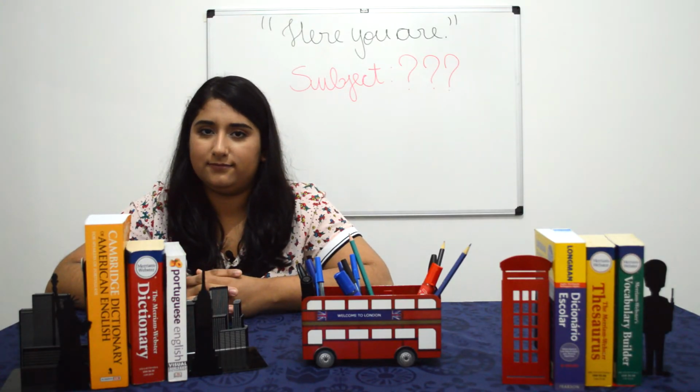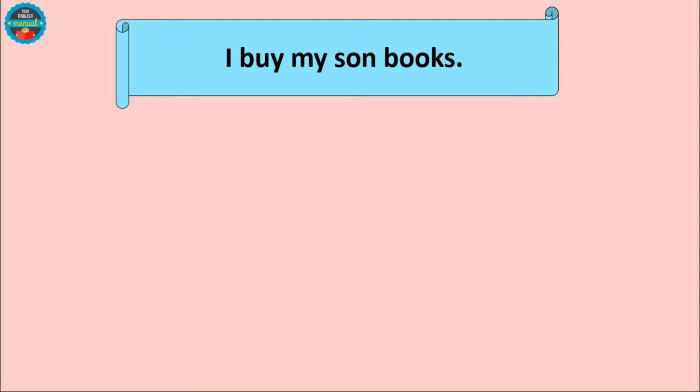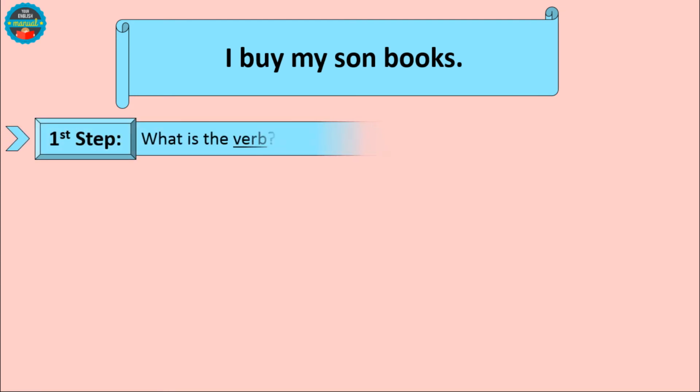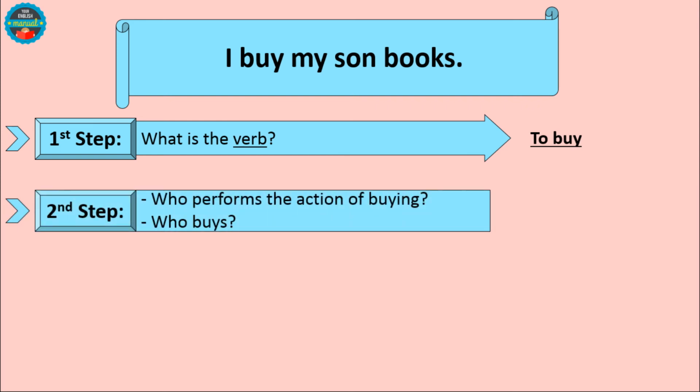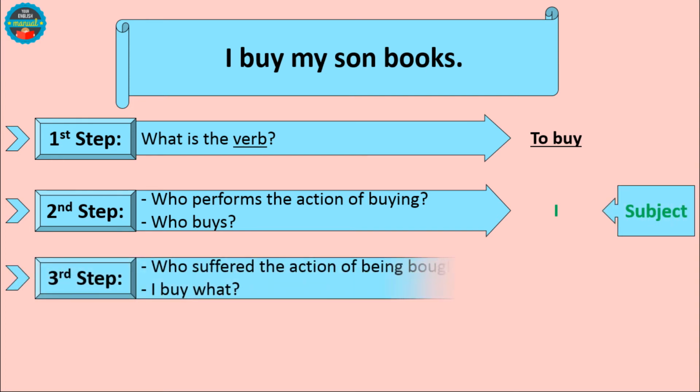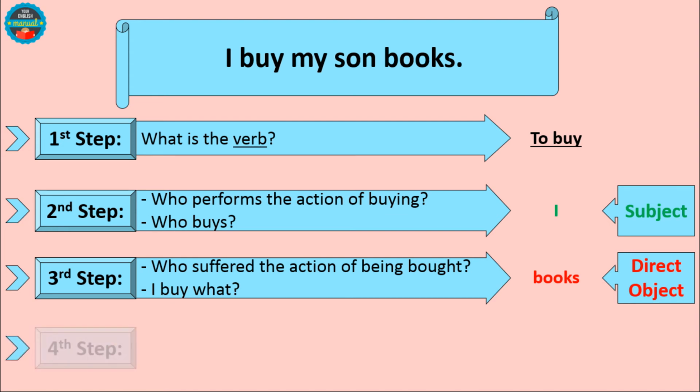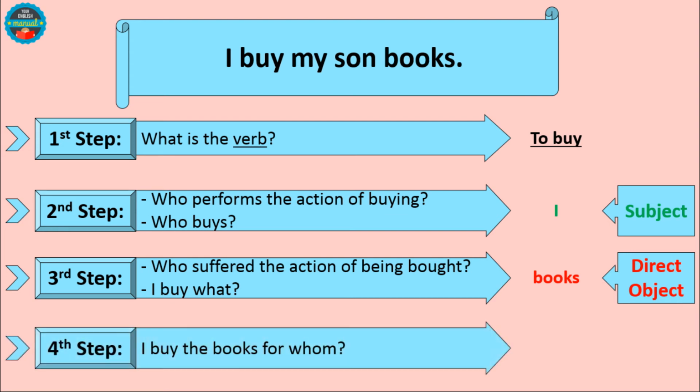Another example. I buy my son books. First step, the verb is to buy. Second step, the one who buys is I, so I is the subject. Third step, I buy books, so books is the direct object. Fourth step, for whom do I buy books? My son, so my son is the indirect object.